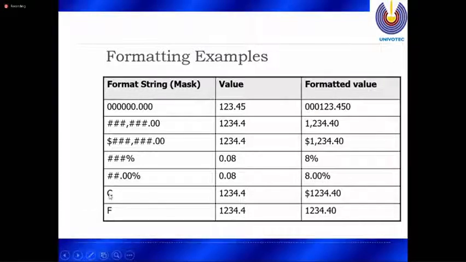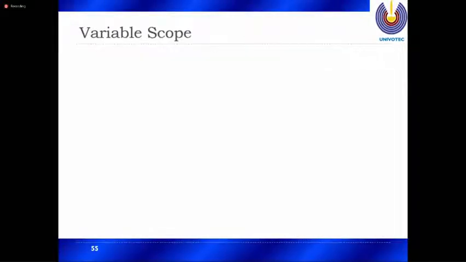C, currency, is the dollar. F is the floating point, where there are two digits after the decimal. This is the format you can use.